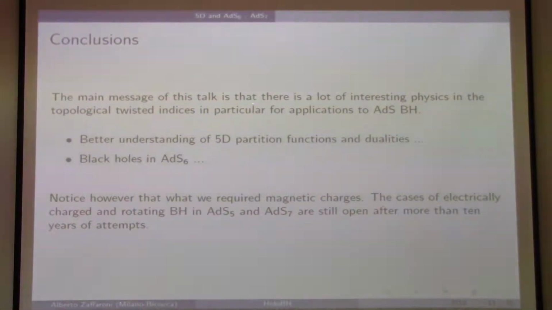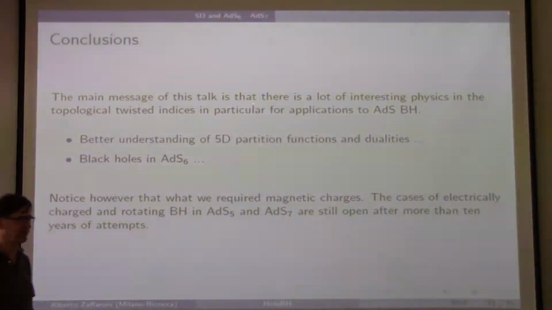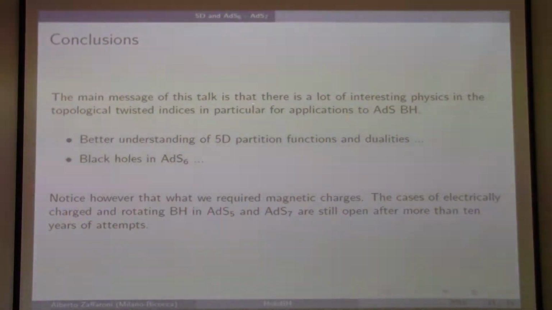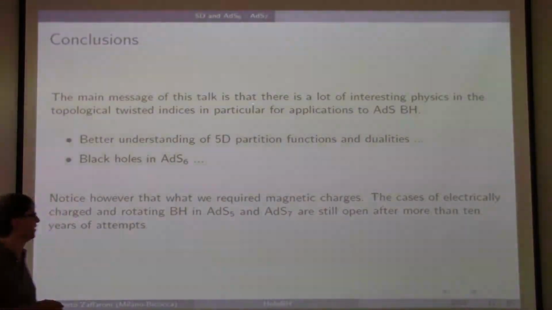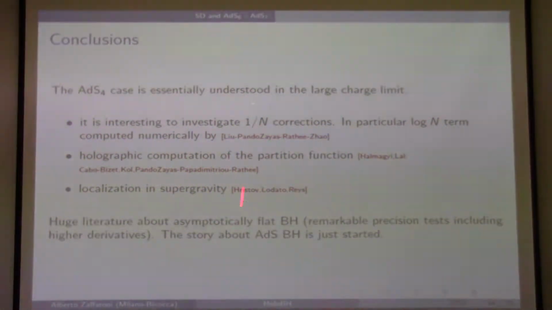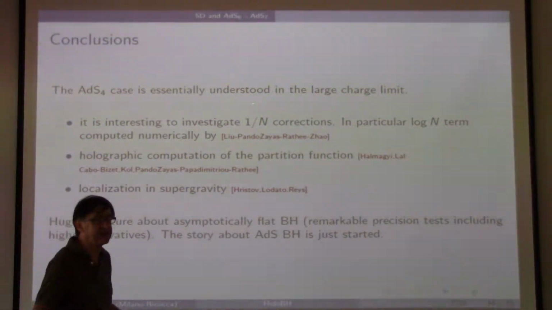Shiraz computed more than 10 years ago, goes like 1, as it should; cannot reproduce that. So my trick of the topological twist requires magnetic charge. Whenever you have magnetic charge, things probably simplify and you can do some computation. And also there are many things that you can do in AdS4. People have started investigating 1/N corrections. There is localization in supergravity. If you want, there is a huge literature about asymptotically flat black holes with precision tests and so on. This story about AdS has just started.